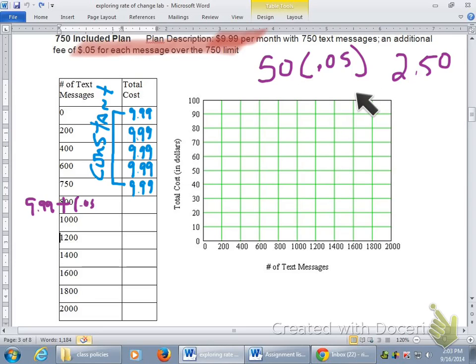Here, I hope you recognize at the top what we're trying to figure out. We had 50 extra minutes. We went over by 50. When we did 800, it was over our limit by 50. So we found out how much 50 was. It's 50 times a nickel, 0.05, which gave us $2.50. So we were going to add that $2.50 to our $9.99, and mathematically, this is the operations that we were doing.